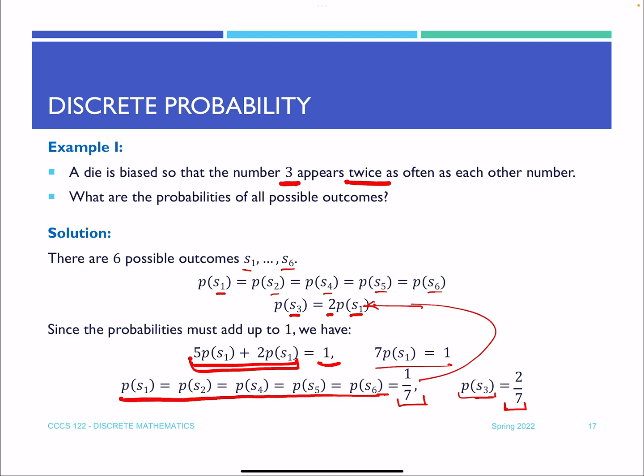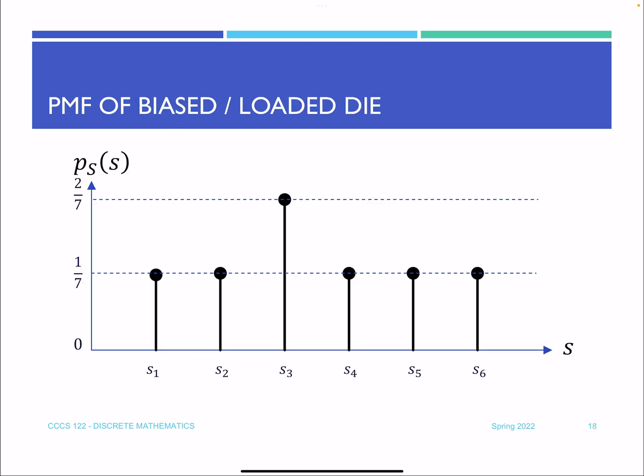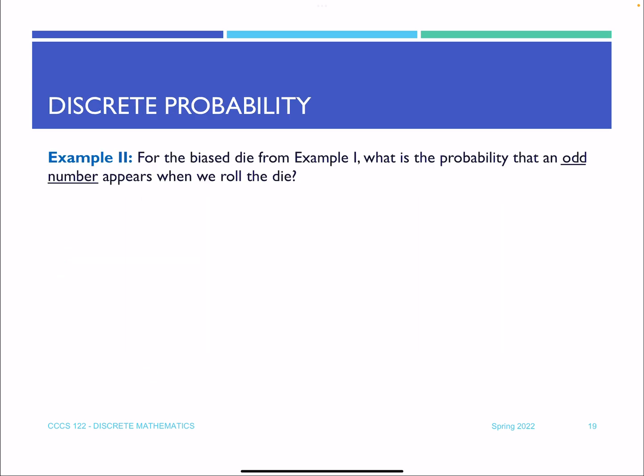Numbers are fine. Sometimes it's nice to see this in PMF form, and this is what this is saying. The probability that 1, 2, 4, 5, or 6 show up is 1 over 7. The probability that we'll see a 3 on this particular die is 2 by 7. Not because it's fair, not because it's normal, but because it's been tampered with.